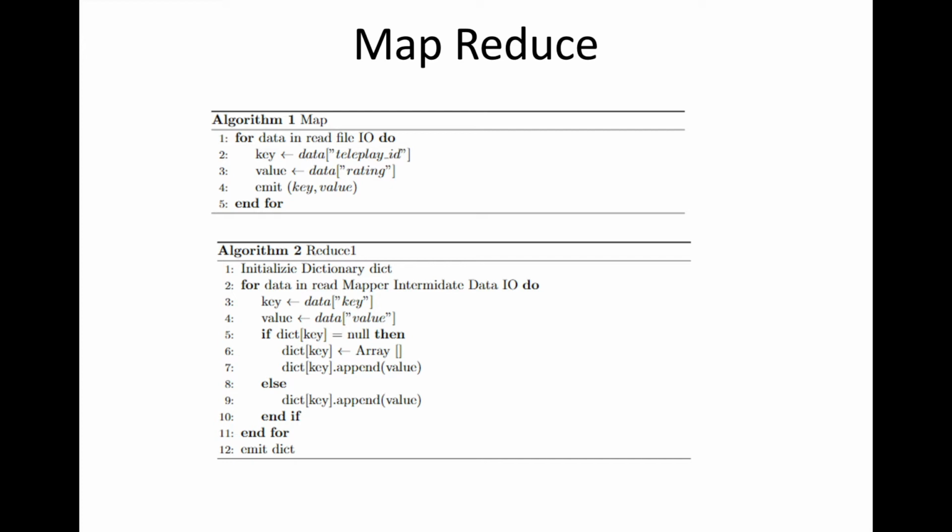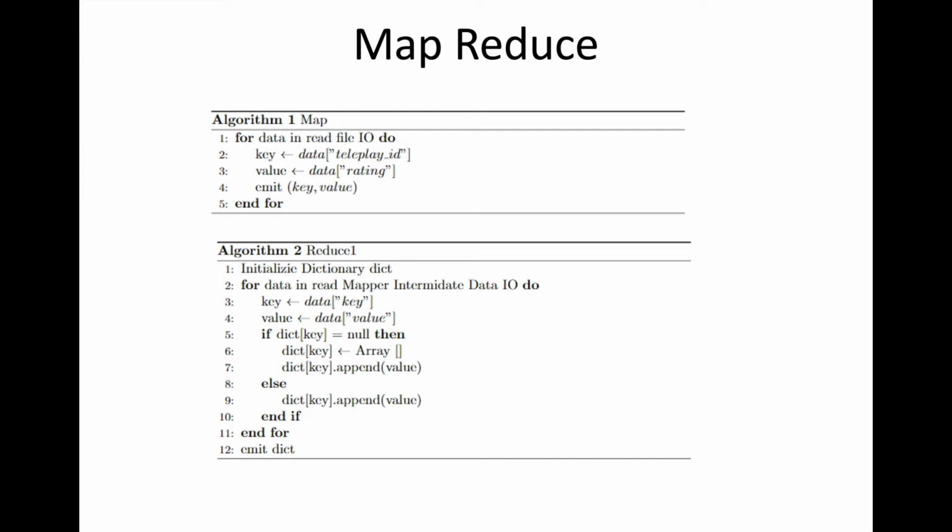First, let's look at the mapper. We are going to read the data in the rating.csv file and emit the key value pairs. The key is the teleplay ID, and the value is the corresponding rating for this ID. And the important algorithm is the reducer.